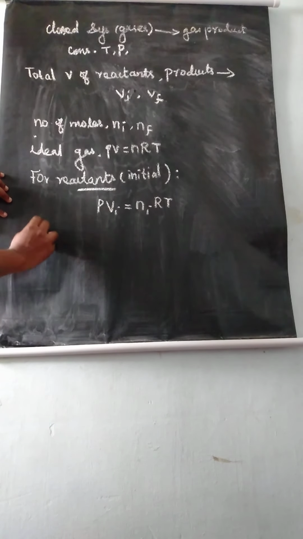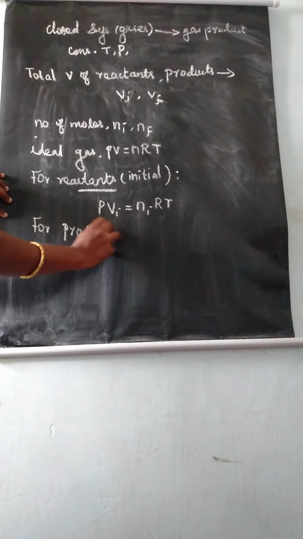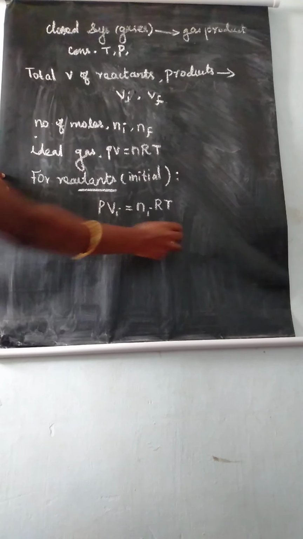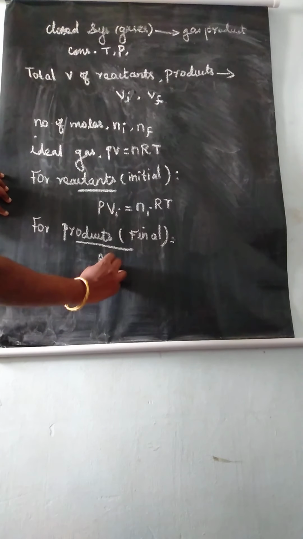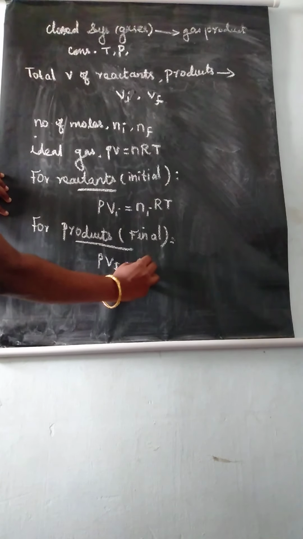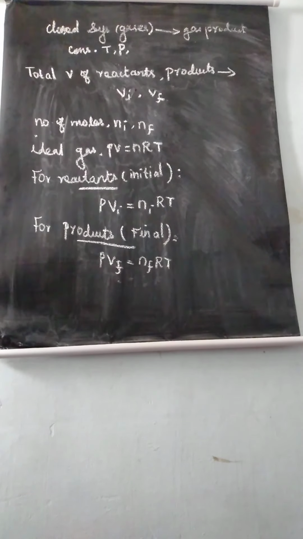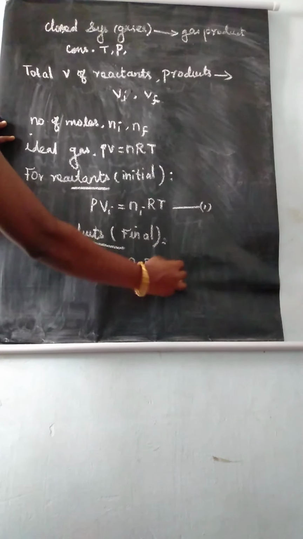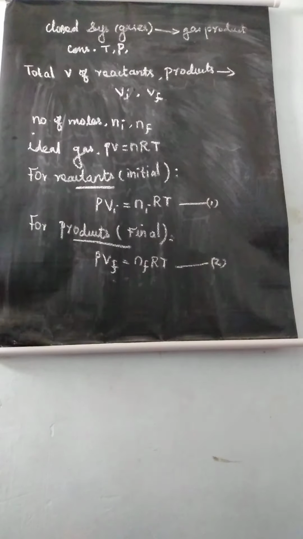In the same way, you can write it for products. Products means the final state. The ideal gas equation is P into Vf is equal to Nf into RT. Understand? Consider this as equation 1 and this as equation 2.